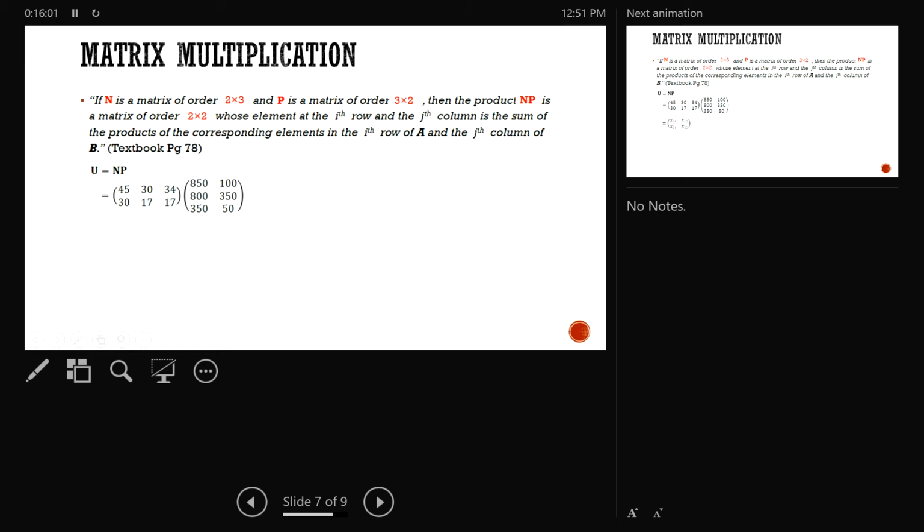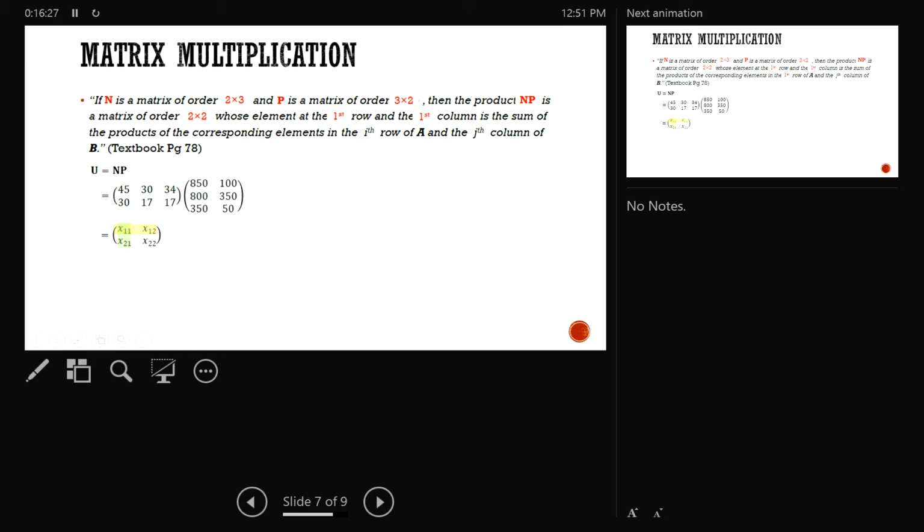Okay? And they say the element in the i row. Let's talk about the first row. Since I know it is a 2 by 2 matrix, I can write it down. I just need to find out what is this x11, x12, x21, x22. So first row, first column. This is my first row, first column. I'm talking about this one.